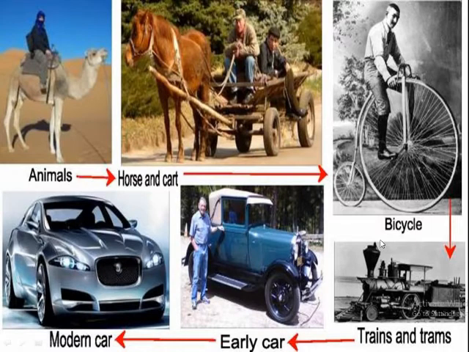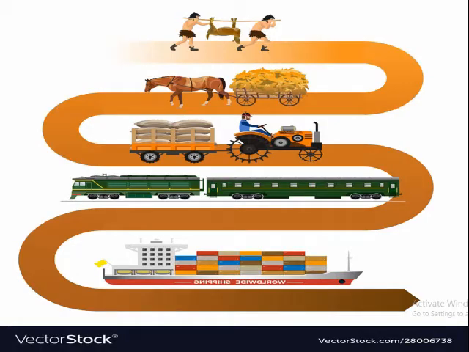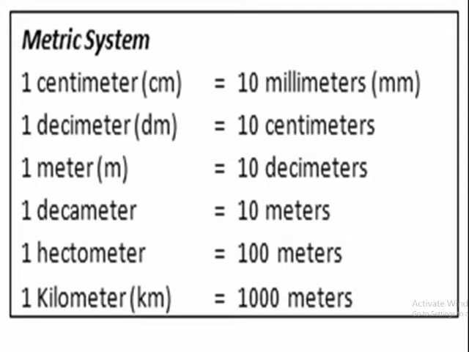So with different types of vehicles, different revolutions occurred, and nowadays we are using modern trains, aeroplanes, ships for transportation, and modern cars. So this way we have modernized our transportation due to the invention of different vehicles and different materials on earth. Now we will discuss the metric system.